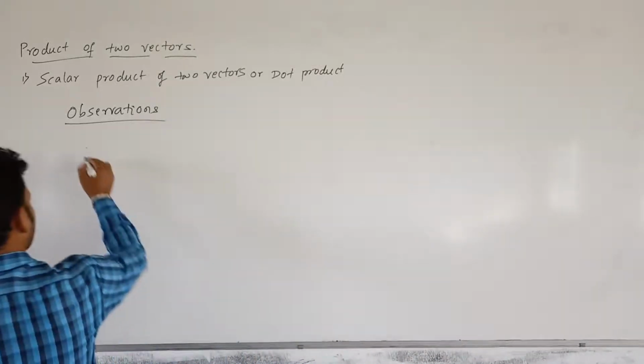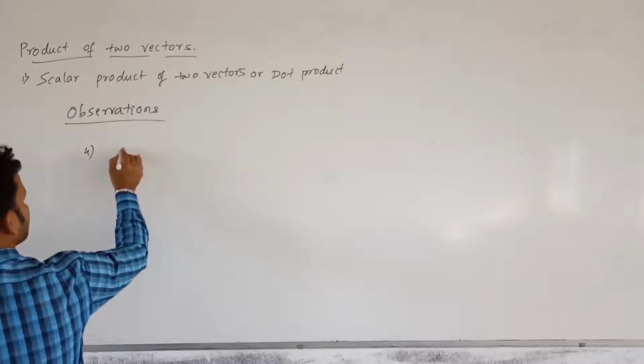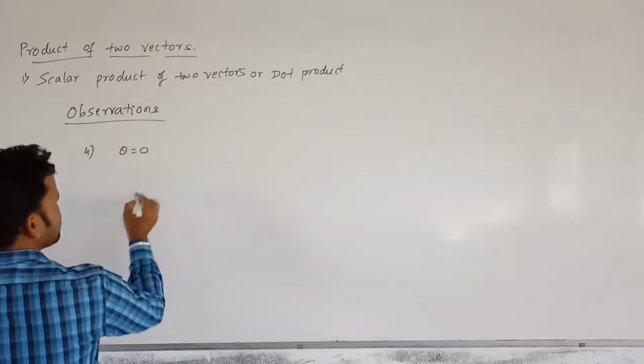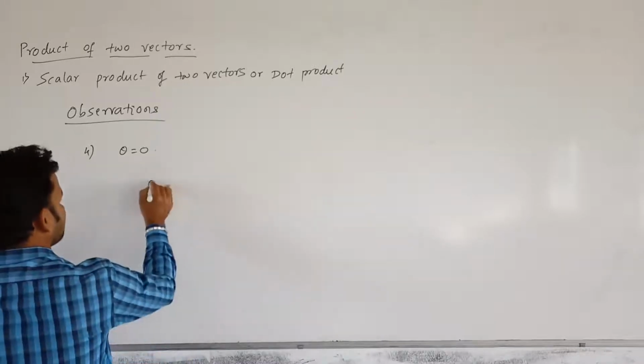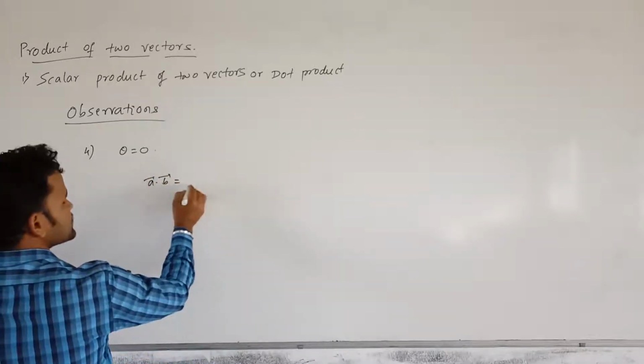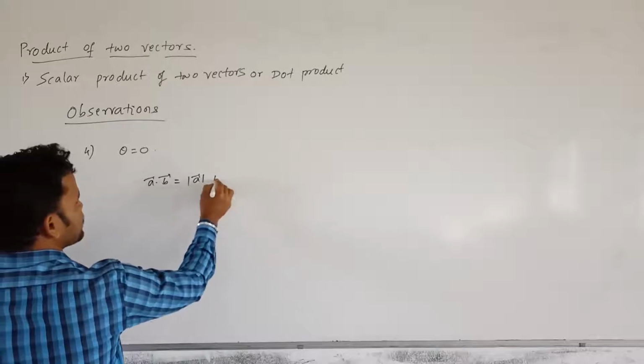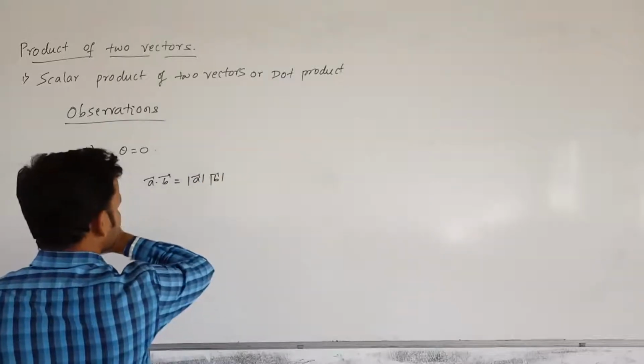Fourth observation, theta is equal to 0. What happens here? It means magnitude of A dot B is equal to magnitude of vector A into magnitude of vector B. What does it mean actually?